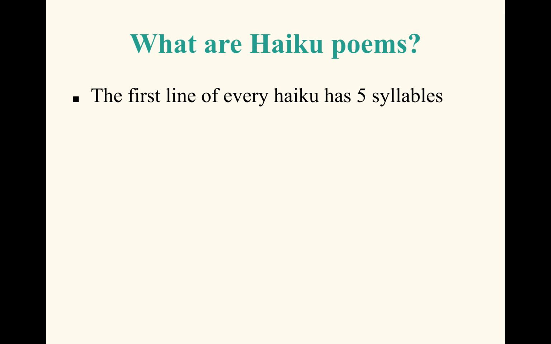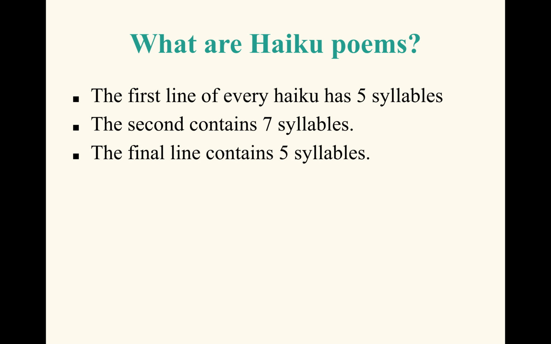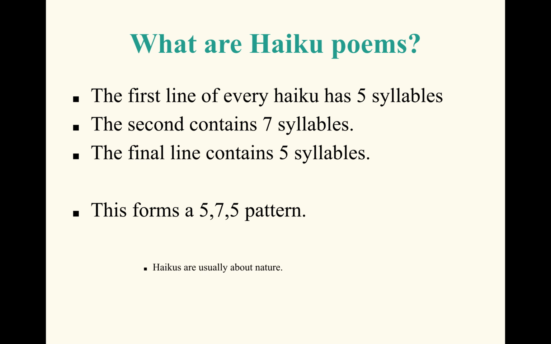Okay. The first line of every haiku has 5 syllables. The second line has 7. The final line contains 5 syllables. Okay, so this forms a pattern of 5, 7, 5. Also, in terms of topic, they're usually about nature.